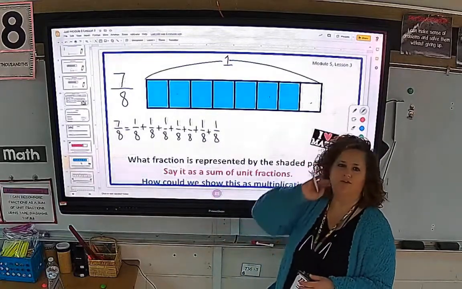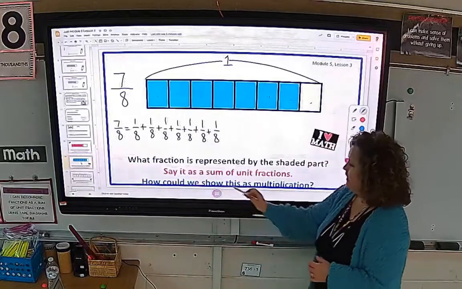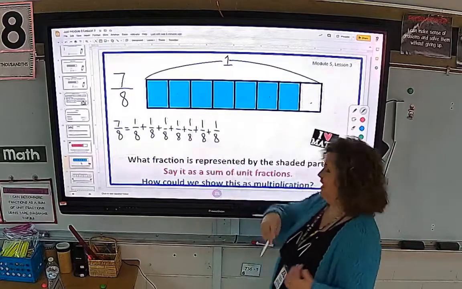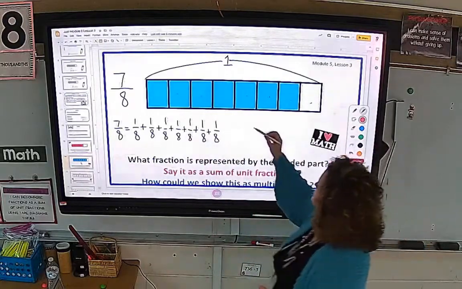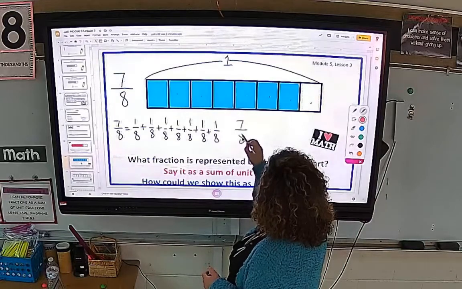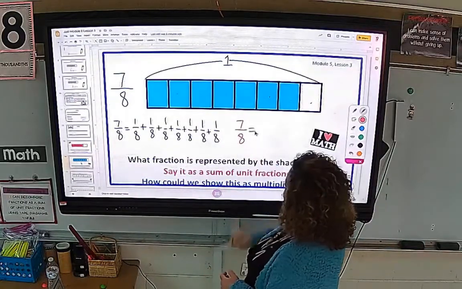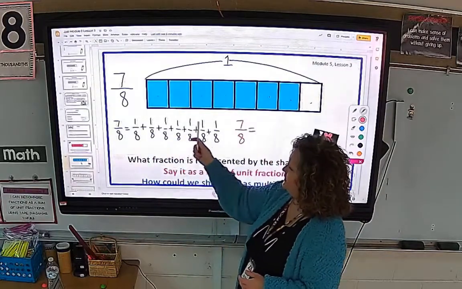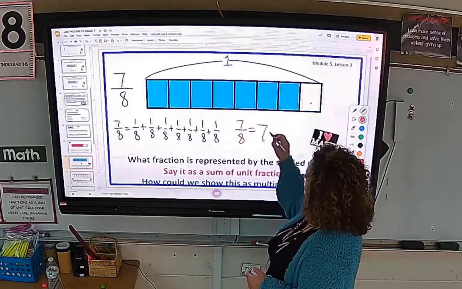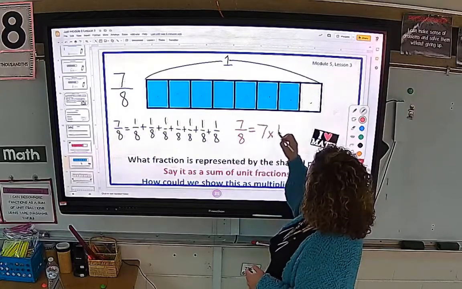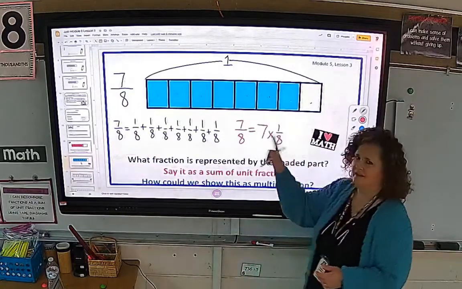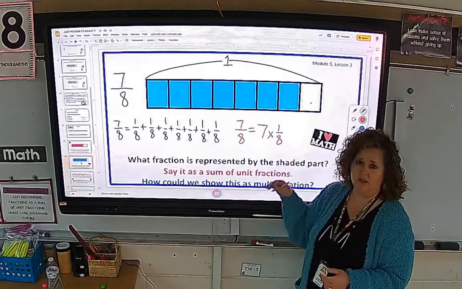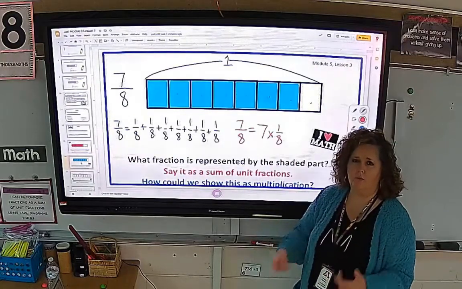Okay, and so we want to find a more efficient way to do this, and we're going to do that with multiplication. So what is this going to look like as multiplication? It's going to be 7/8 is equal to, how many times did I write 1/8? 1, 2, 3, 4, 5, 6, and 7. 7 times 1/8, or we had 1/8 7 times. So you see how much shorter that math problem looks? It's quicker to write. It's what we call more efficient.